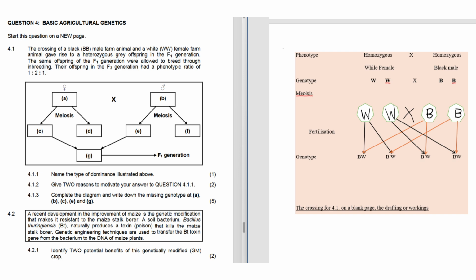Then this genotype is going to go through meiosis, and then we are going to get our gametes. Dominant B is separated during meiosis, then we get dominant B and dominant B, and we cross it with dominant W and dominant W. These are our gametes that are separated during meiosis.